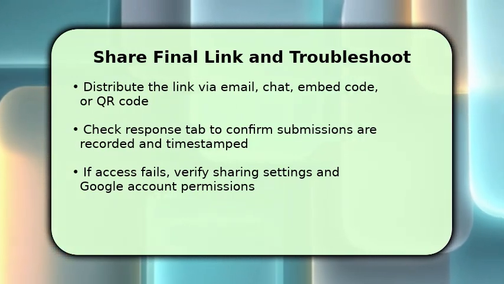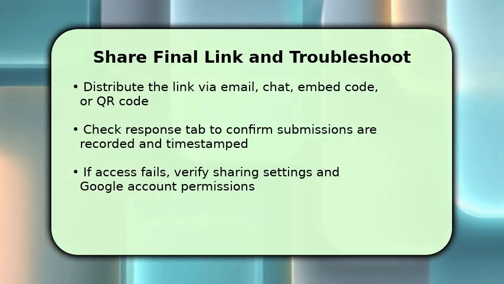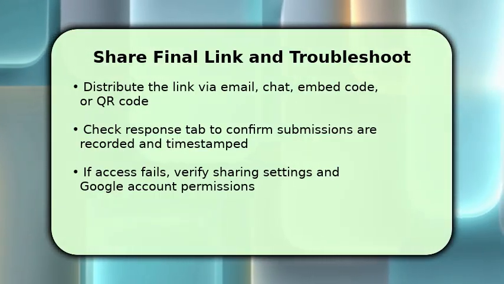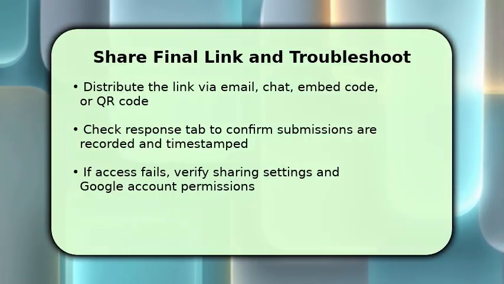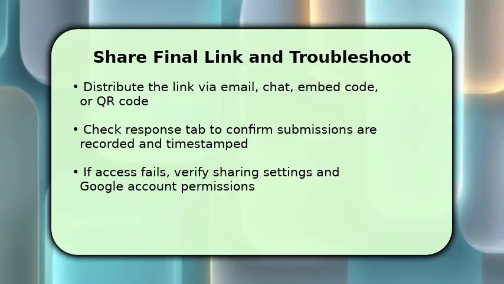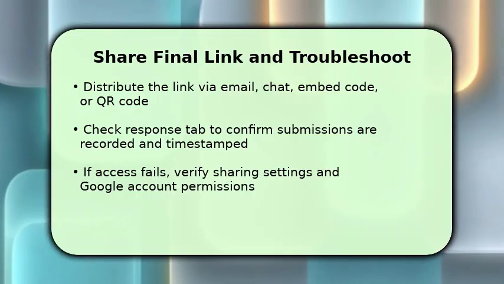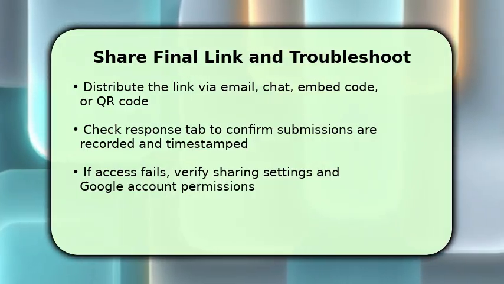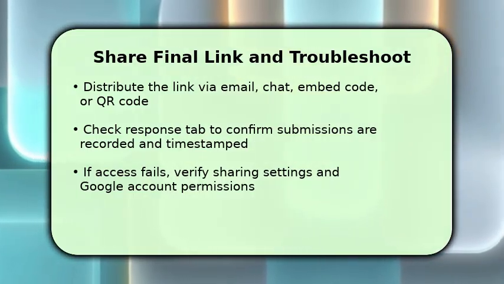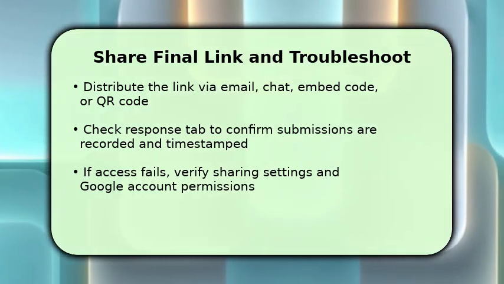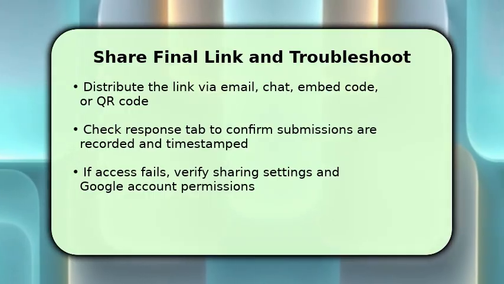Paste the link into email, chat, or embed it on a site. You can also generate a QR code for quick mobile access. Then submit a test response and check the Responses tab for timestamps and data. If recipients can't view the form, make sure the form's link setting allows anyone with the link or adjust domain restrictions and sign-in requirements. One key troubleshooting tip: test the link in an incognito window to isolate permission problems.